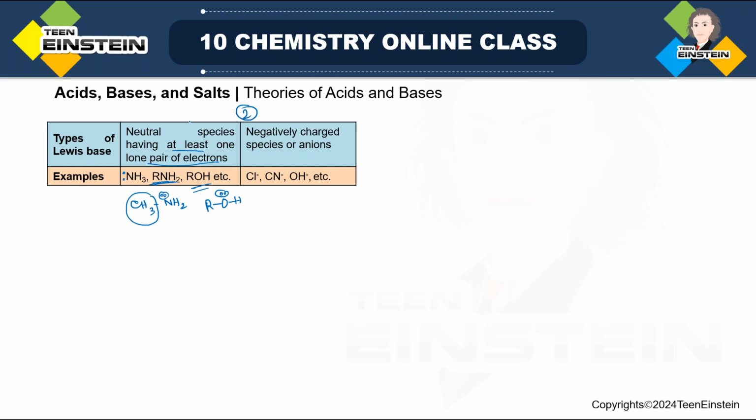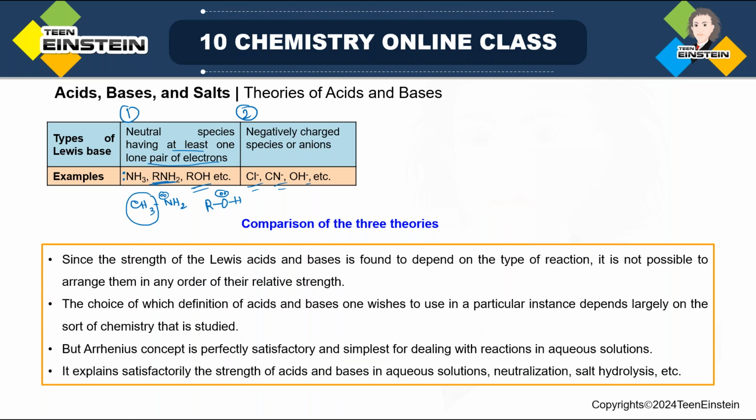And the second type is negatively charged species or anions. So in the previous case, there is a lone pair which can be donated to Lewis acid, and in the second category, there is some negative charge present. So that can also be donated to other species. So electron pair donation is possible, and that is why we are calling all these examples Lewis base. Okay. Now what we'll do, we will compare all the three theories that we have discussed until now.